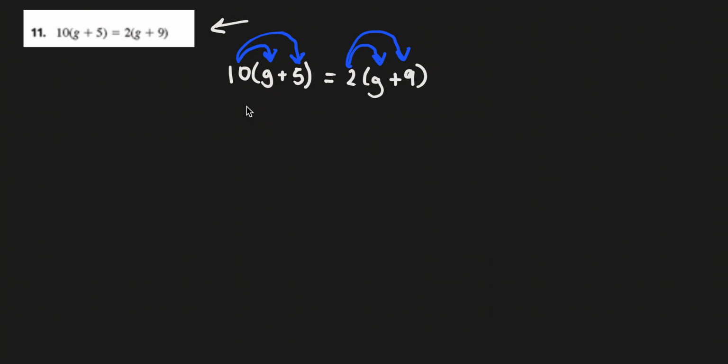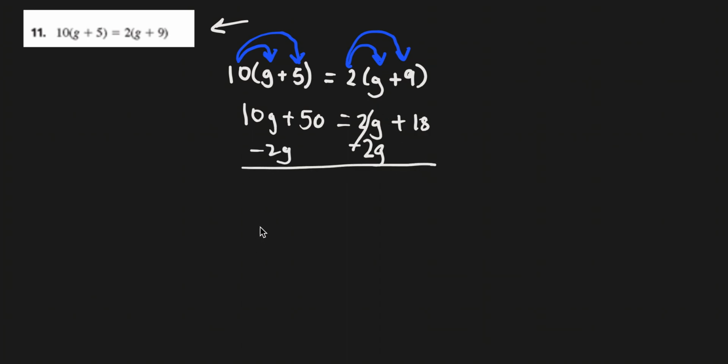So this is going to be 10 times g, which is 10g, 10 times 5, which is positive 50, equals, make sure your signs are right, 2 times g, which is 2g, plus 2 times 9, which is 18. Now we got to get the g's on the same side. So what we can do here is just subtract 2g. Now I like to subtract the term with the smaller coefficient on both sides here, because it's easier to do. We don't have any negatives, but so this is just going to be 8g.